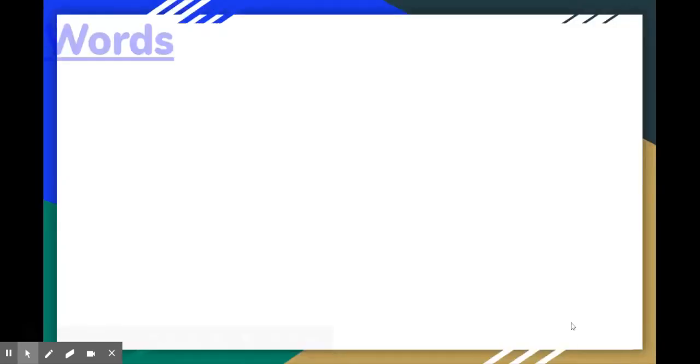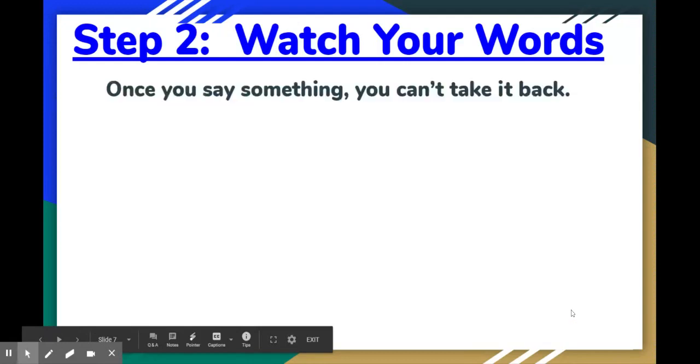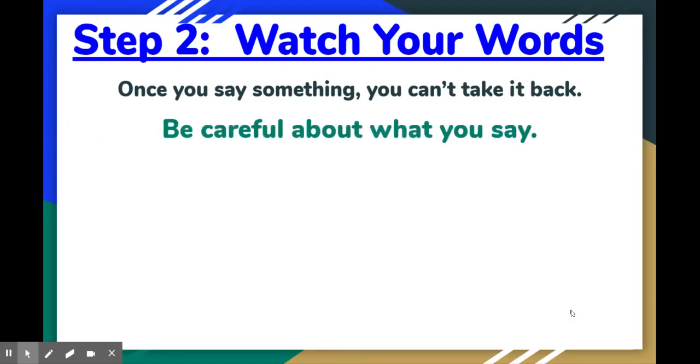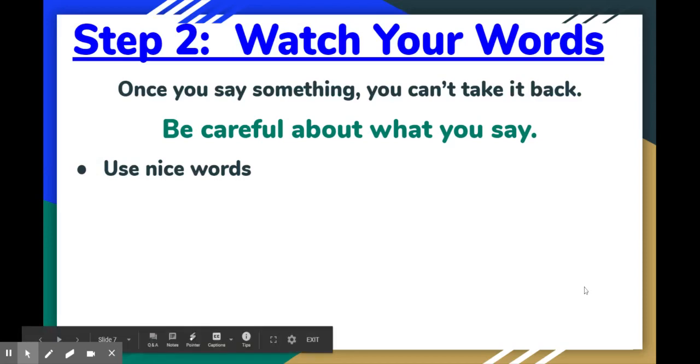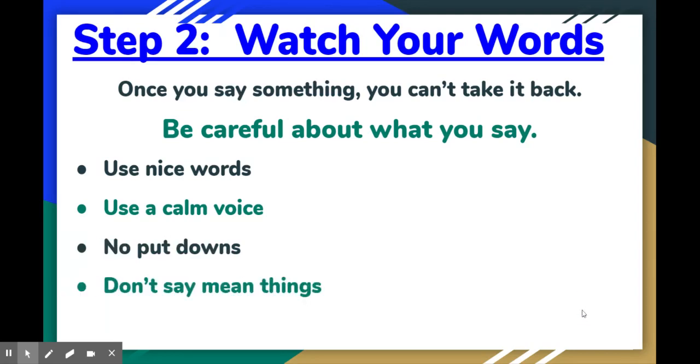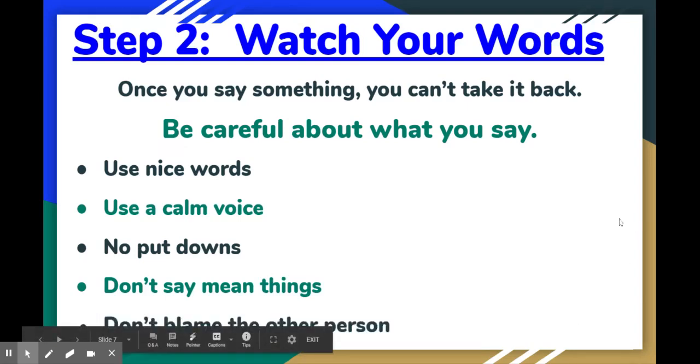Step 2 is watch your words. Once you say something, you can't take it back. So be careful about what you say. Use these tips to help you carefully choose your words. First, use nice words. Use a calm voice. Be sure you don't use any put downs or say mean things. And even though it might be tempting, don't blame the other person in the conflict or problem.